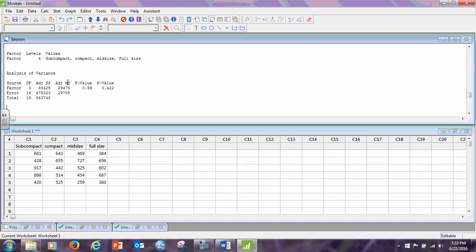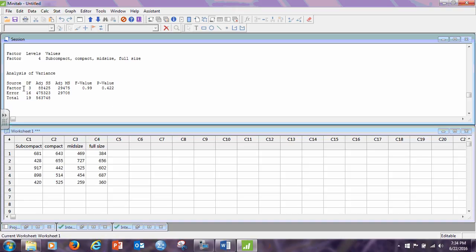Another thing that I may ask you on the exam, let's notice something. This plus this is equal to that. So 88,425 plus 475,323 is 563,748. 3 plus 16 is 19. This 88,425 divided by 3 is 29,475. 475,323 divided by 16 is 29,708. The adjusted mean square treatment divided by the adjusted mean square error is equal to the F value.